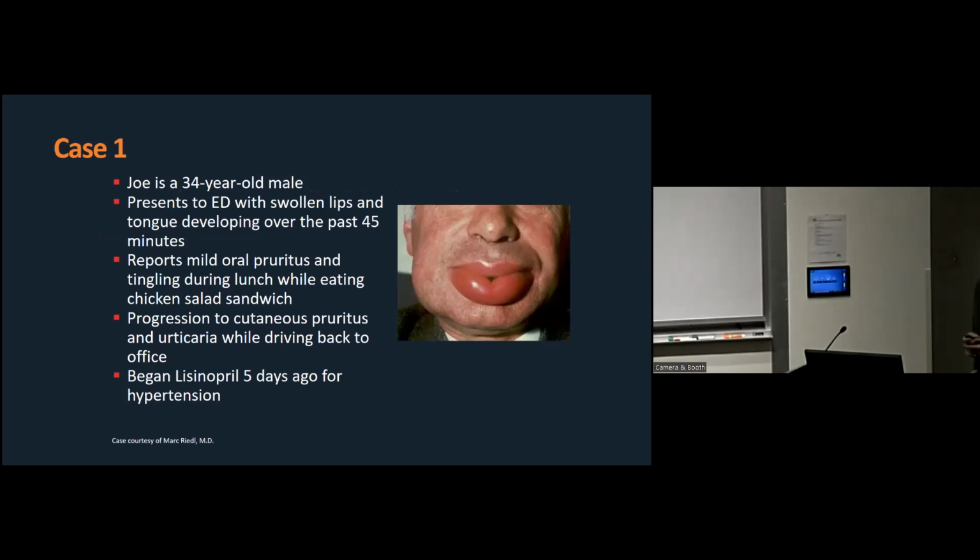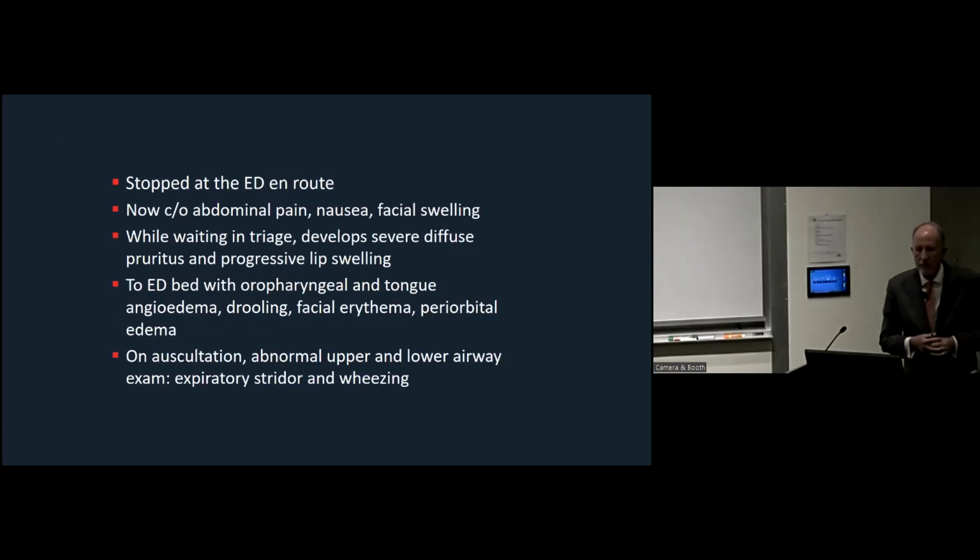A 34-year-old gentleman presents to the ED with swollen lips and tongue developing over the last 45 minutes. He reports having mild oral itching and tingling during lunch while eating a chicken salad sandwich. This went on to develop cutaneous itching, urticaria, while driving back to the office. And just as an aside, he had begun lisinopril 5 days before for treatment of his hypertension. He stopped at the ED en route. He's now complaining of belly pain, nausea, facial swelling. While waiting in triage, he's developed diffuse pruritus and progressive lip swelling. He's brought back and he's noted to have both oropharyngeal and tongue swelling.